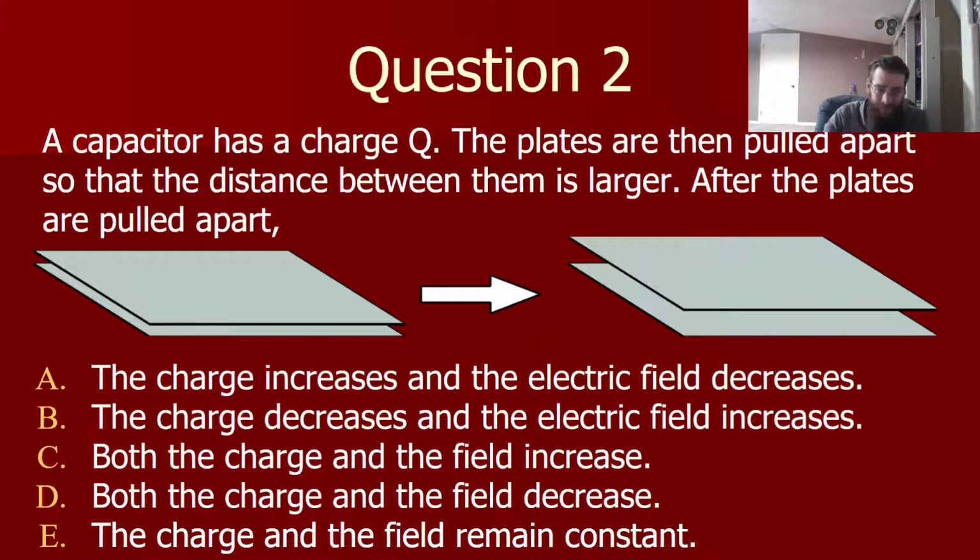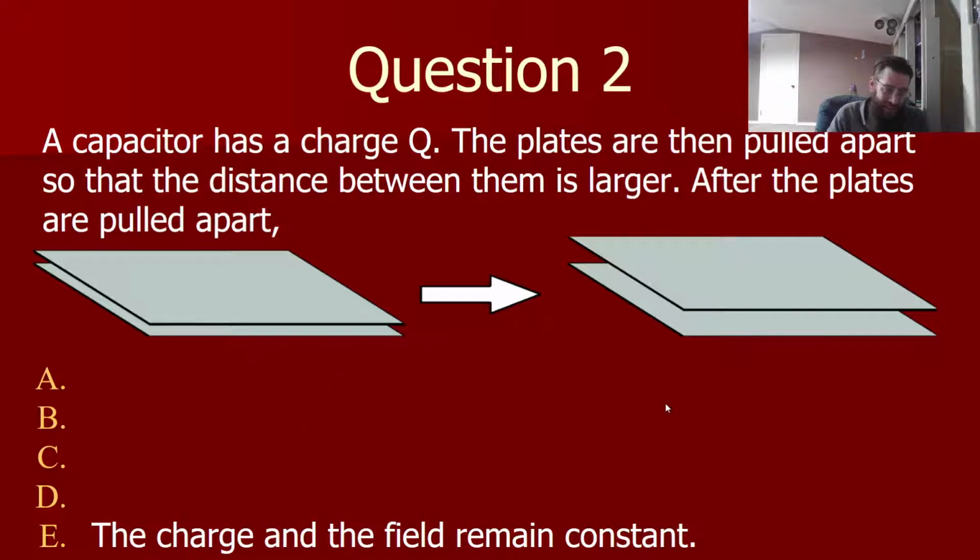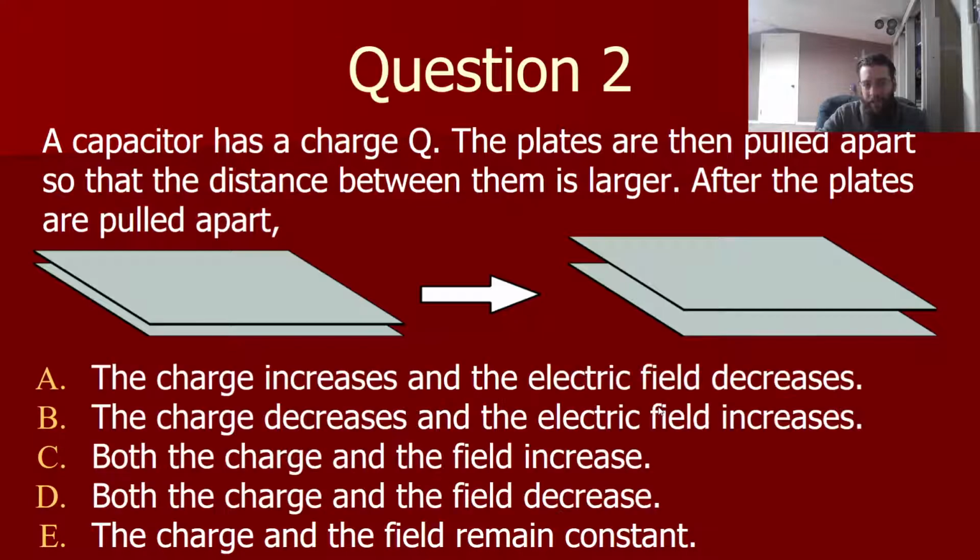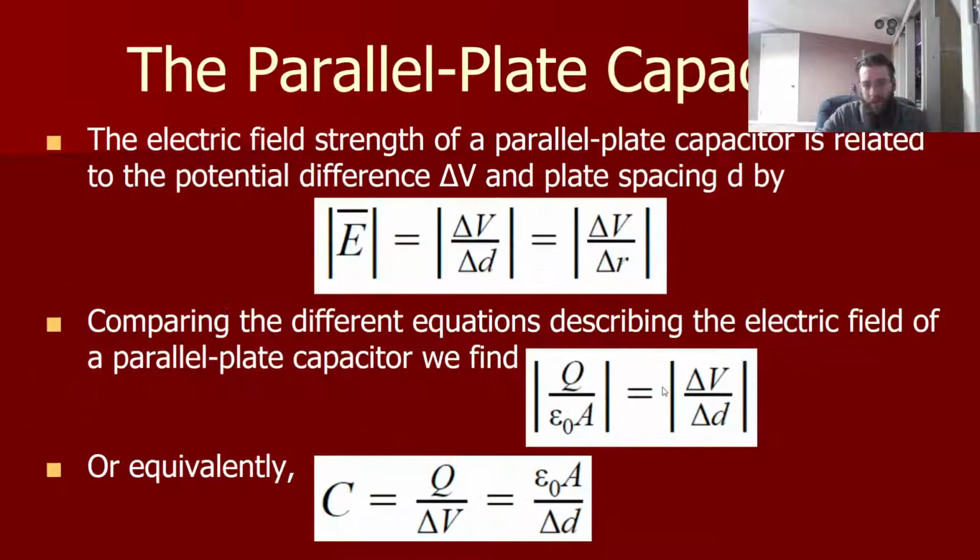Well, despite popular belief, the charge and field remain constant. Which again, if you go back to this formula here, oh, too far. Like C is Q over V.